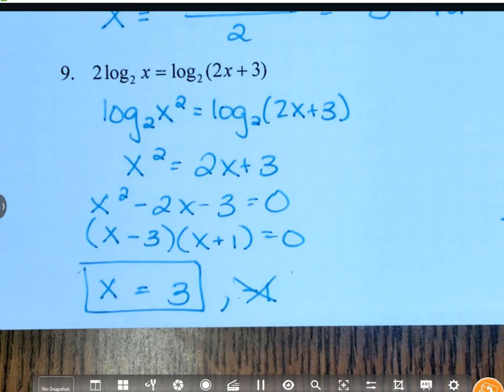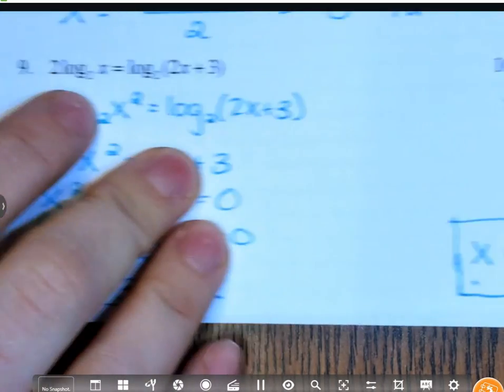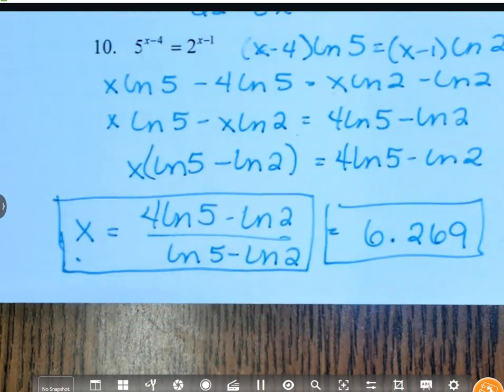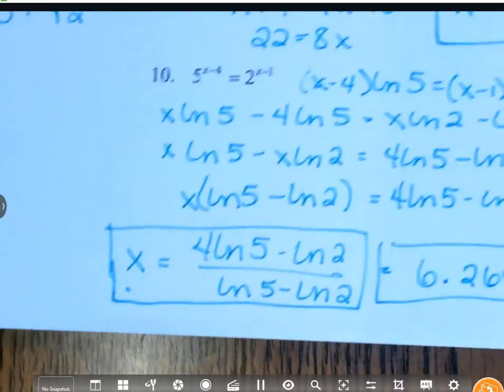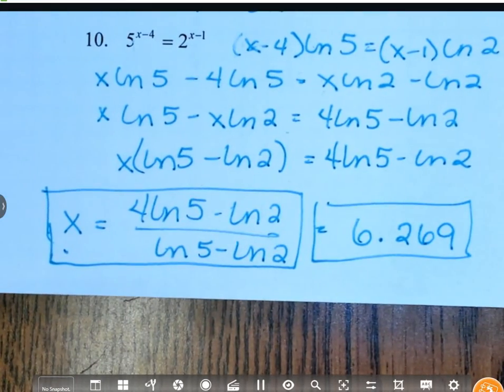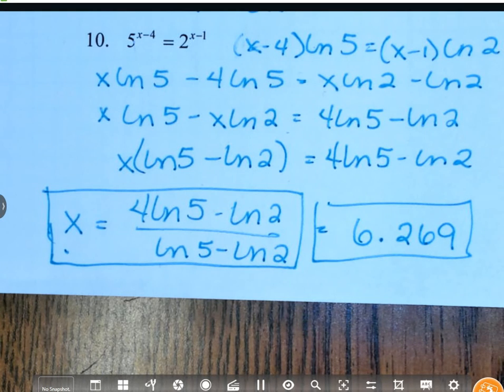Zach, you all right? You sure? Okay. And then I think number 10 was the ugliest of them all. It looks horrible. This guy's ugly.